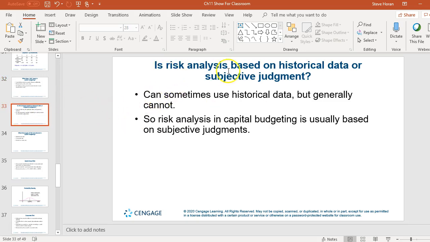Now, it says here, is risk analysis based on historical data or is it subjective? It's a little bit of both. You can maybe use historical data if the project you're looking at is similar to projects you've done in the past. There might be some history to lean on. But if the project is completely different than anything you've ever done before, you really wouldn't have any history. So generally, it's going to be more subjective. Kind of just what's the feel, what's the general knowledge of the people making the decision, how much experience do we have in the industry, and so on. But it's going to be more of a judgmental call.